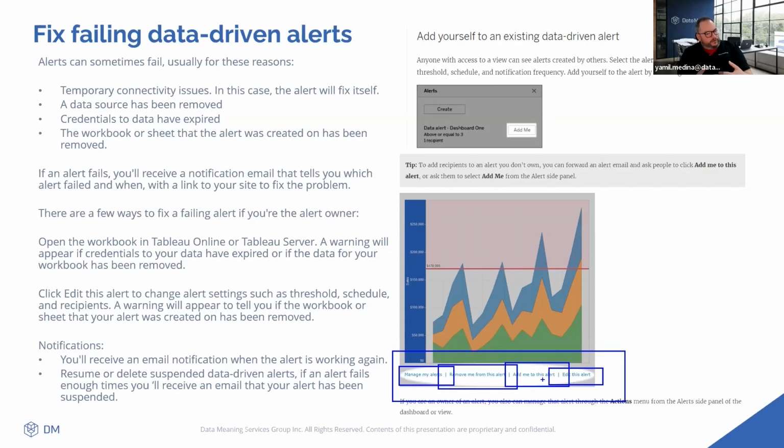And also, you need to feel confident that you will get warnings if it's not working, if it gets expired. All of that is available. It's already built into Tableau Server, so you don't need to worry. If it fails, you will know, and it will make your life easier. And Michael, anything else you want to add here on failing data-driven alerts?